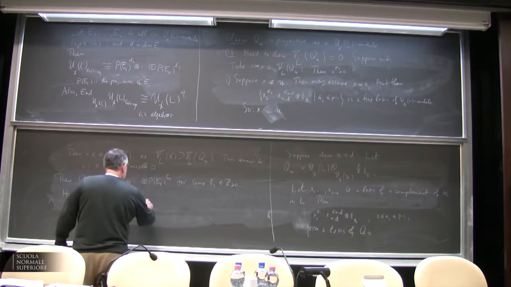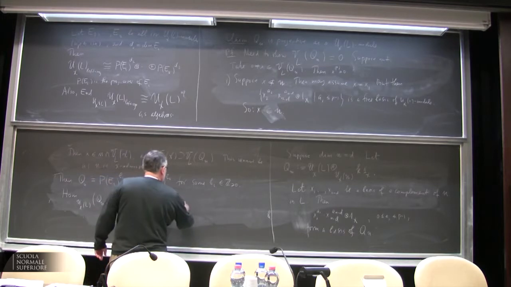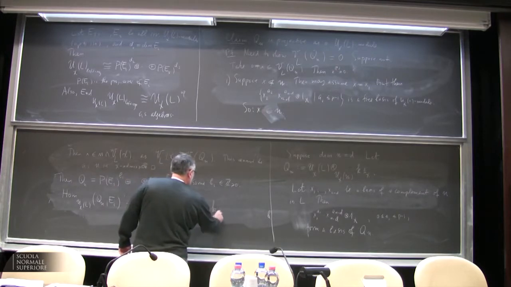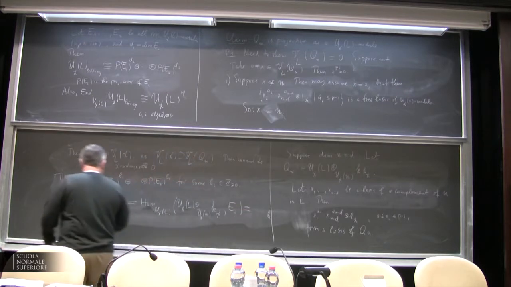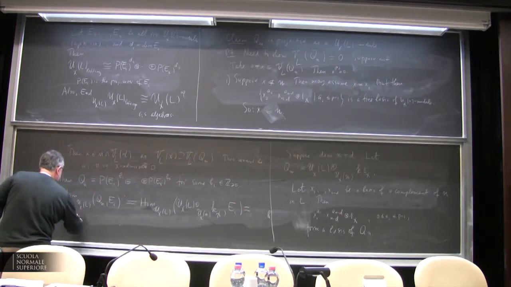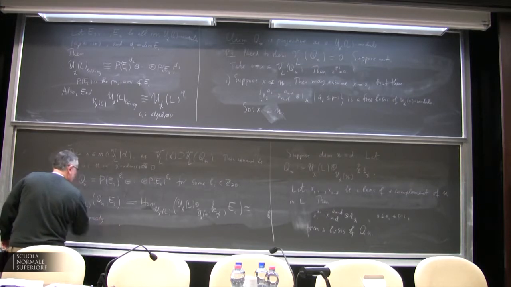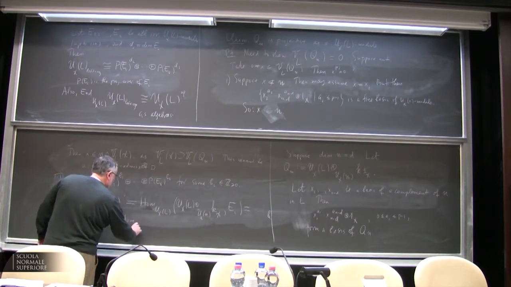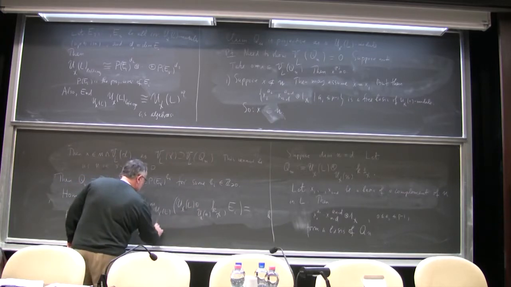Let me write down one more thing. So here we have U_chi(L) tensored over U_chi(N) with K_chi. Here we have the E_i. Now we use Frobenius reciprocity. And by Frobenius reciprocity, this is just Hom over U_chi(N), and here we have this module K_chi, this homomorphism.